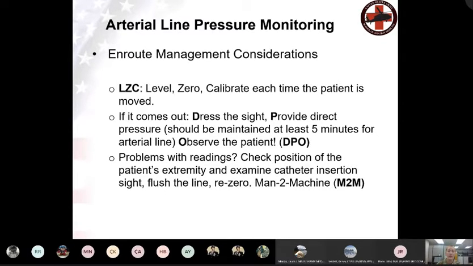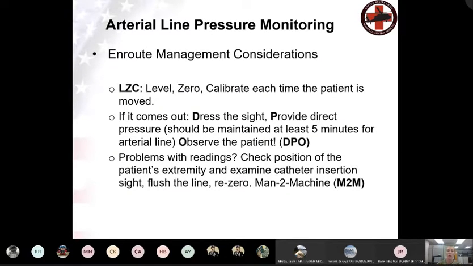Now, if it comes out, we're going to follow the mnemonic DPO, okay? Dress the site, provide pressure, and observe the patient. Now, it says that it should be maintained for at least 5 minutes for an arterial line. Yeah, that's going to be dependent on your patient. We've also talked about prophylactic tourniquet placement, which Mr. Dipple will get into a little bit later.